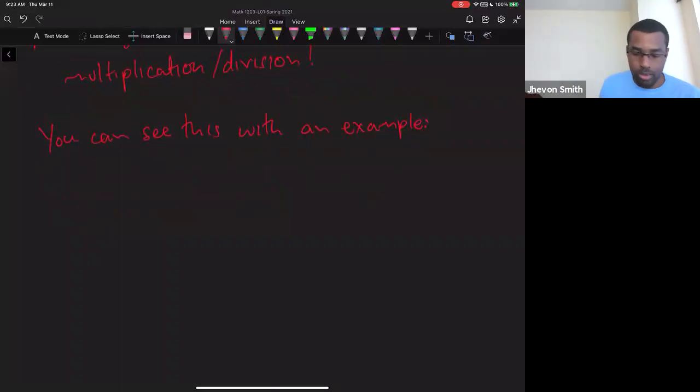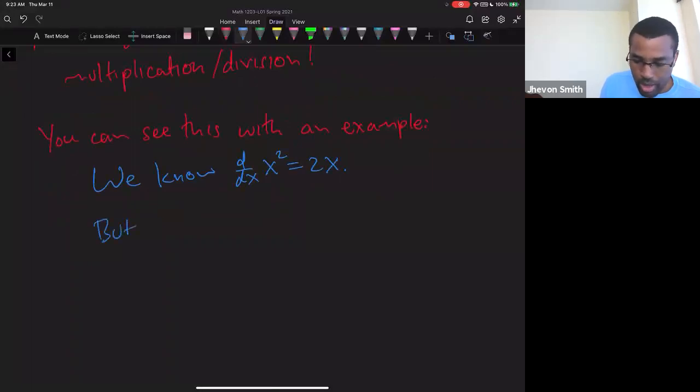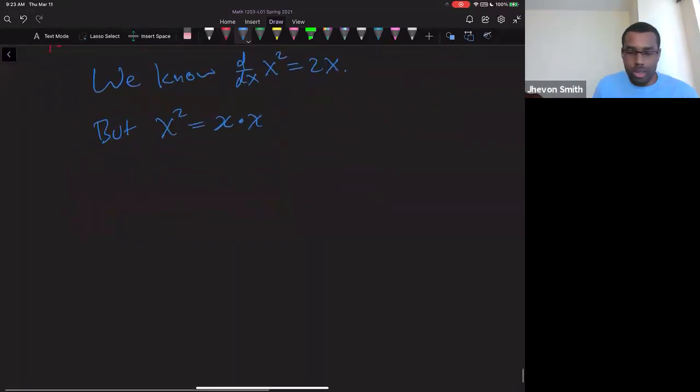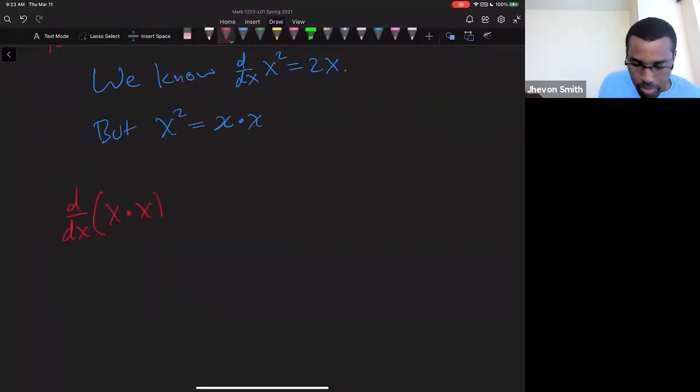So here's the thing. We know the derivative of x squared is 2x. But x squared is the same thing as x times x, right? So let's say I wanted to differentiate x times x. Would I get the right answer if I distributed?